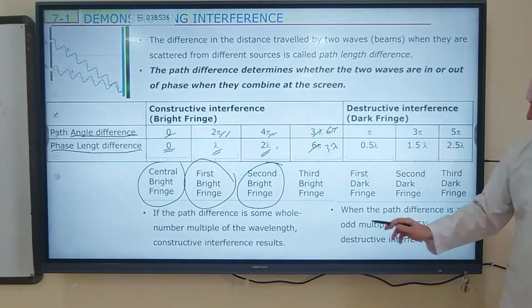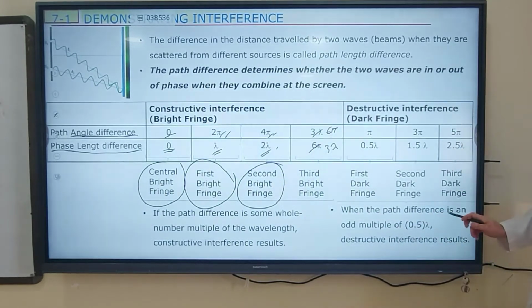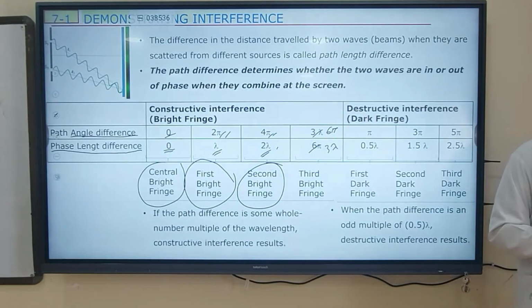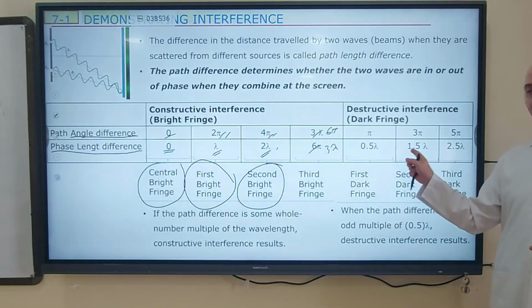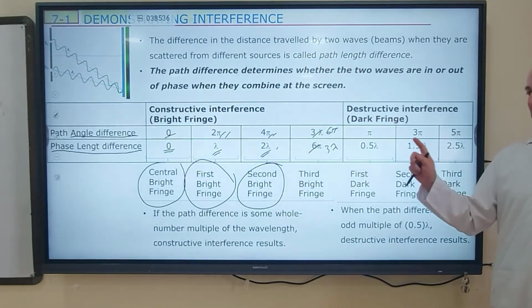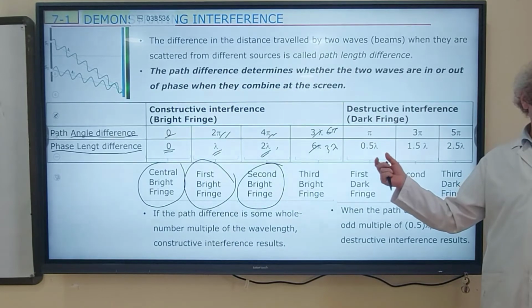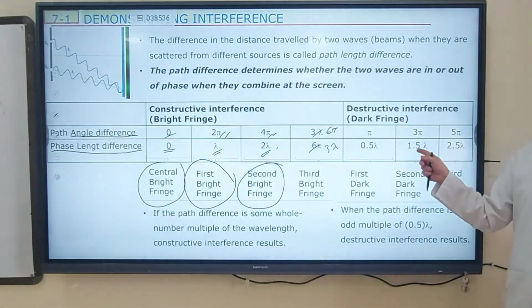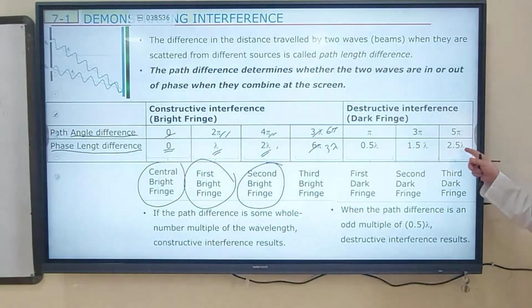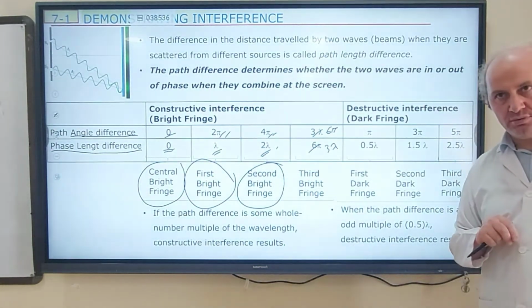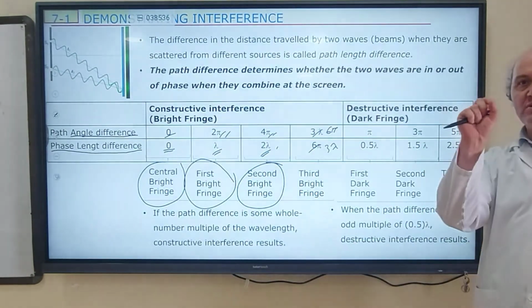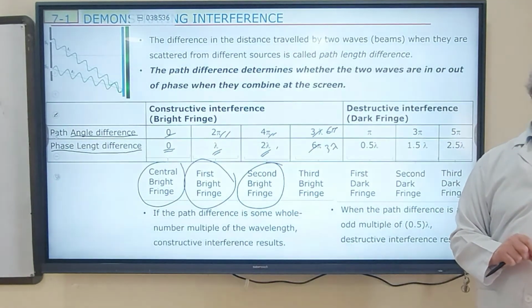In general, when the path length difference is an odd multiple of half wavelength, odd multiple, like 1 and a half. For example, 0.5 is 1 times 0.5, 3 times 0.5, 5 times 0.5, 7 times 0.5. You are going to multiply 0.5 by odd numbers. So in this case, you will get the points at which destructive interference happens, so dark fringes.